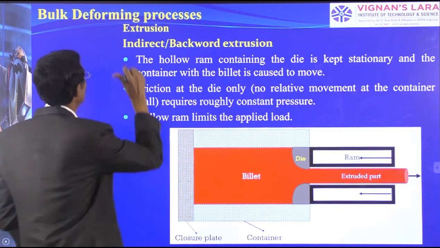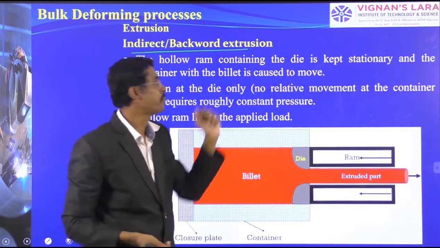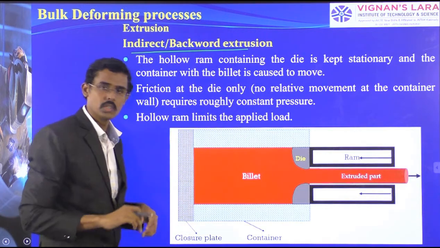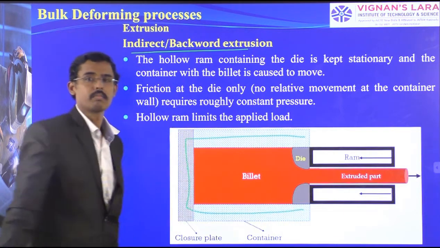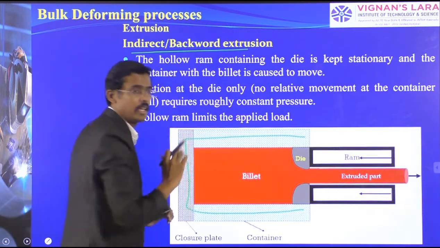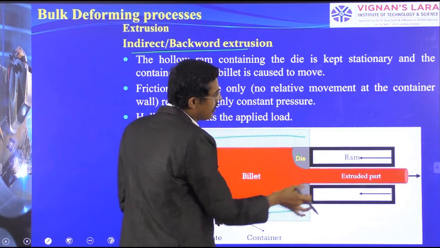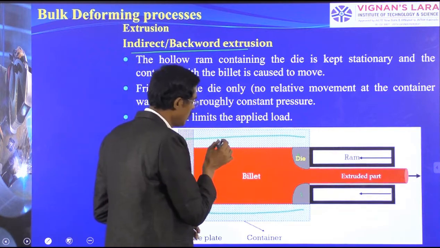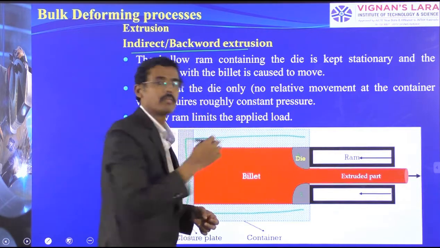Now we come to the second one, the indirect extrusion process. How? The hollow ram containing a die is kept stationary and the container with the billet is caused to move. You see, here the container is fixed. With this container, I have placed the billet inside, and the die is here as usual. The die is pressed inside. The die is going to move. Here the ram is at the other end. The ram along with the die, I am moving.